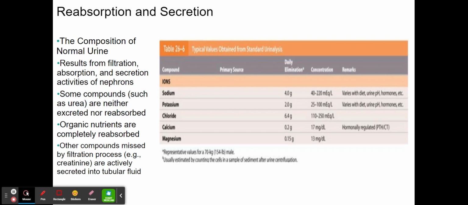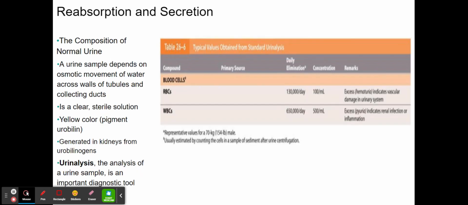The composition and concentration of urine are two related but distinct properties. The composition of urine reflects the filtration, reabsorption, and secretion activities of the nephrons. Some substances, such as urea, are neither actively excreted nor reabsorbed along the nephron. In contrast, organic nutrients are completely reabsorbed. Other substances, such as creatinine, are missed by filtration but are actively secreted into the tubular fluid. Filtration, reabsorption, and secretion determine the kinds and amounts of substances excreted in urine.